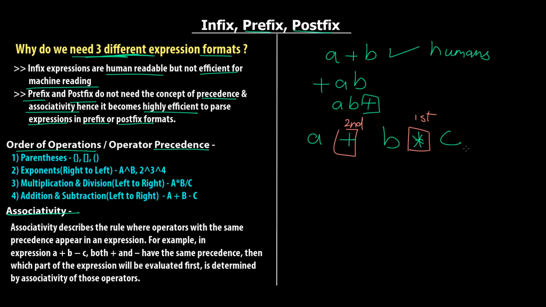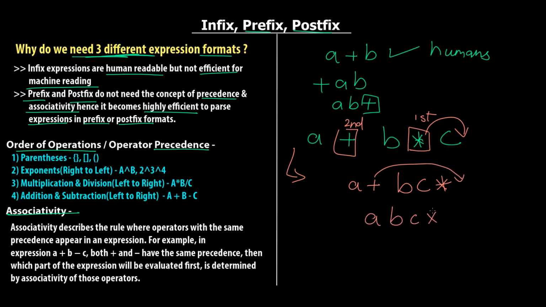But let's see this same expression in postfix format. So in postfix, what would happen? This star will come over here. So we would have b c star, and then we are left with a plus. So this plus will come over here. So we will have a, b, c, star and plus.